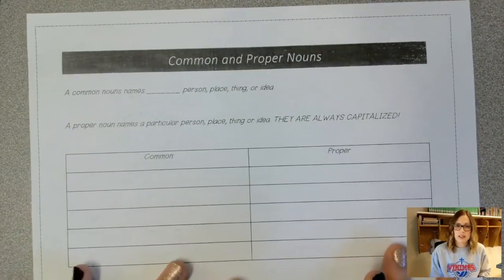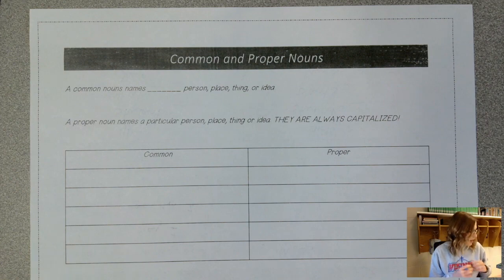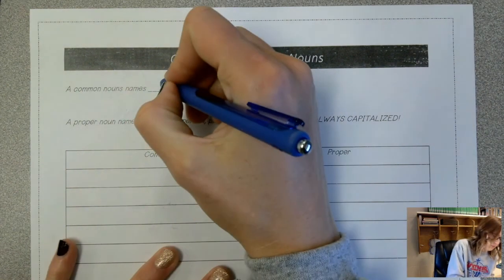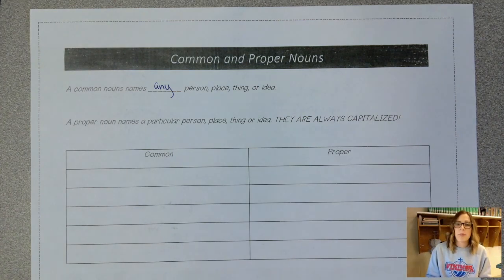We're also going to talk today about common or proper. A common noun is going to name any person, place, thing, or idea. It's just real common. It's any person, place, thing, or idea. A proper noun is going to name a specific or a particular person, place, thing, or idea. And proper nouns are always, the first letter is always capitalized.